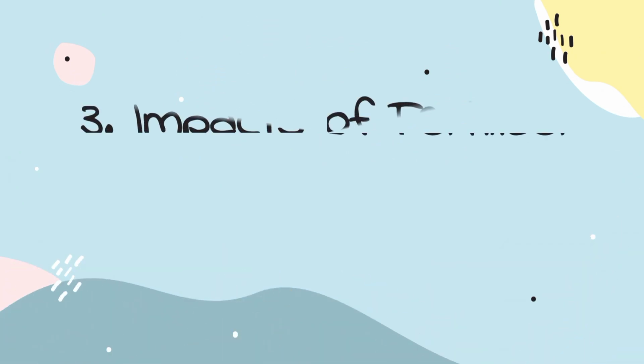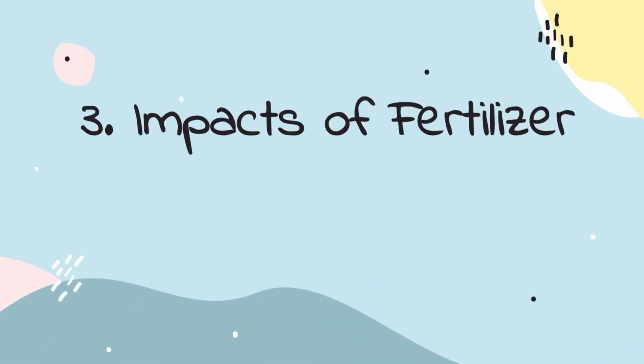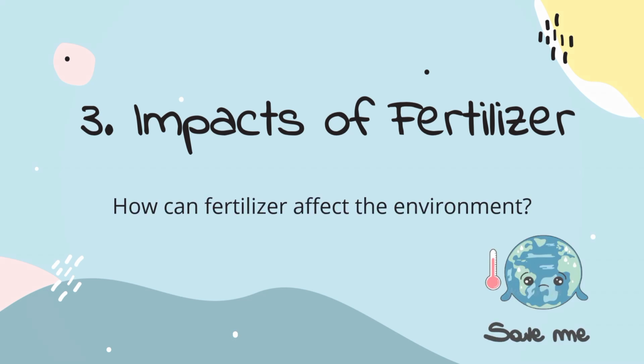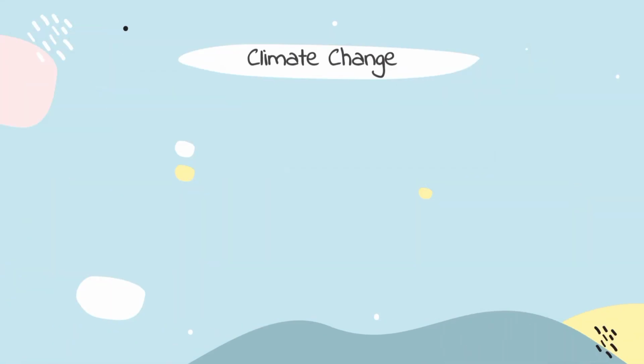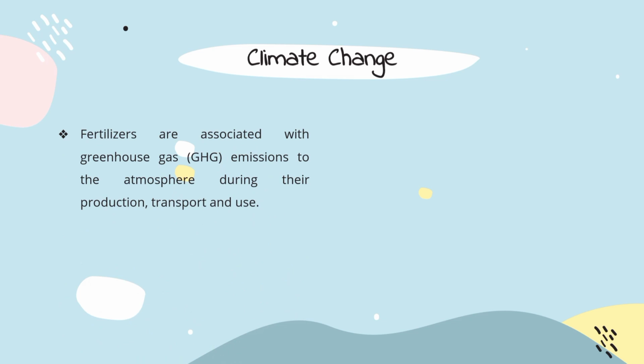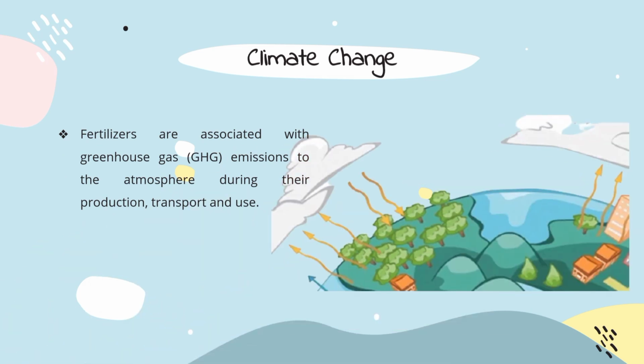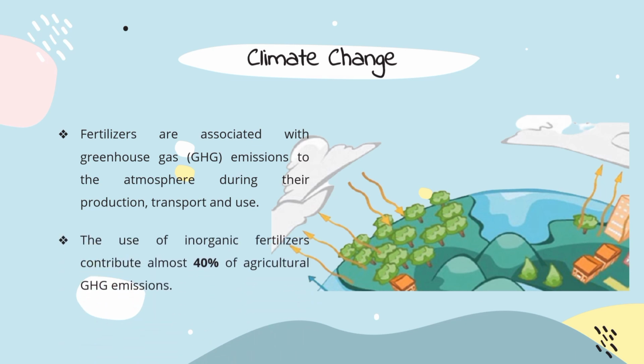For the third part of this video, we're going to discuss the impacts of fertilizer usage. What are the impacts of fertilizer on the environment? Climate change. Fertilizers are associated with greenhouse gas emissions to the atmosphere during their production, transport and use. The use of inorganic fertilizers contributes almost 40% of agricultural GHG emissions.